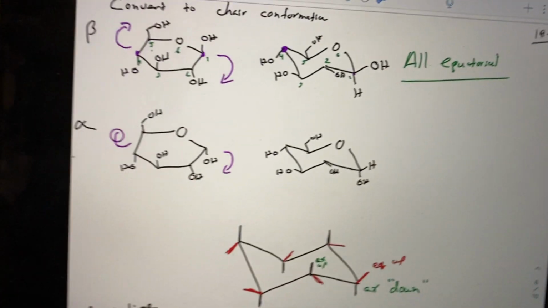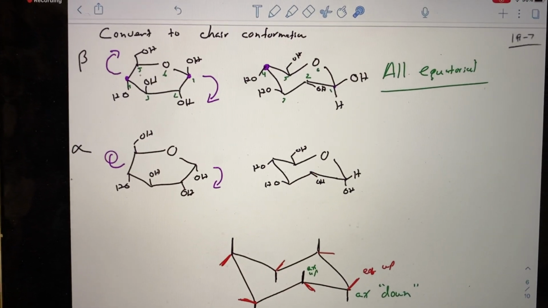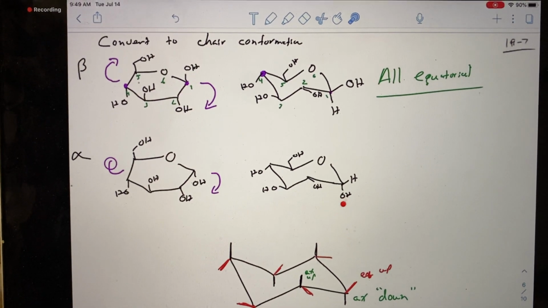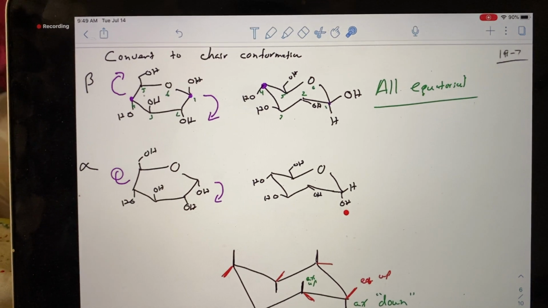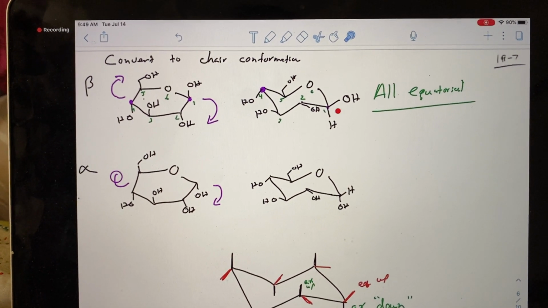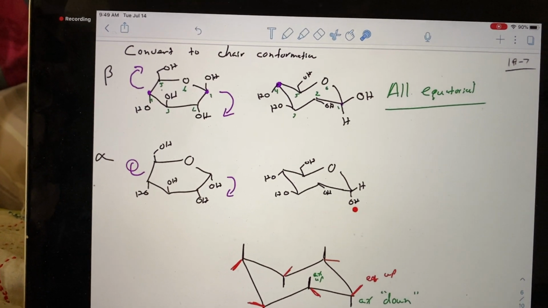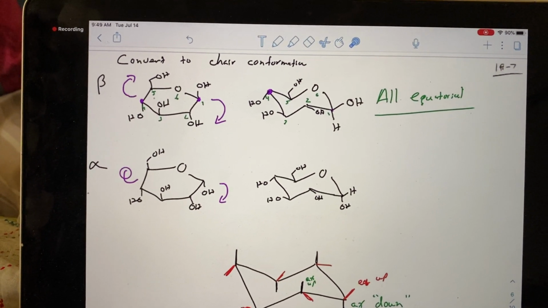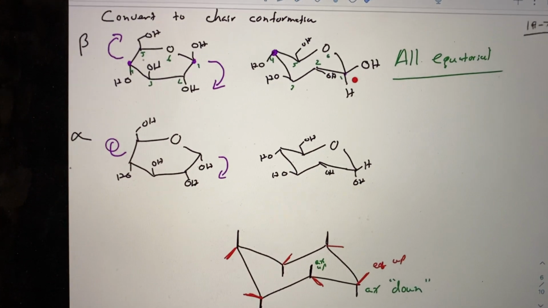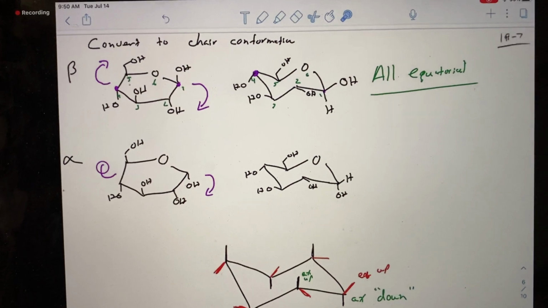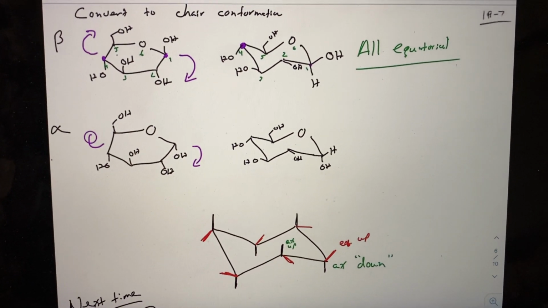Now in the alpha conformation, all of these groups stay the same, equatorial, so there's no difference there. However, this hydroxyl group at the anomeric position is now axial. And this is the difference. Equatorial, more favorable with the beta conformation. Axial in the alpha, less favorable. And that's why we don't get a 50-50 mixture. That's why this beta is favored, because it places this hydroxyl group in the more favorable equatorial conformation.